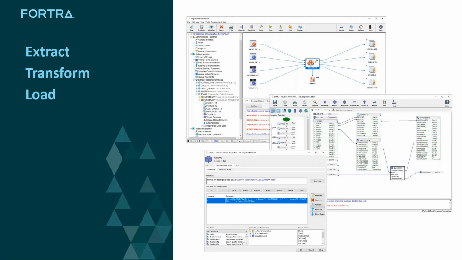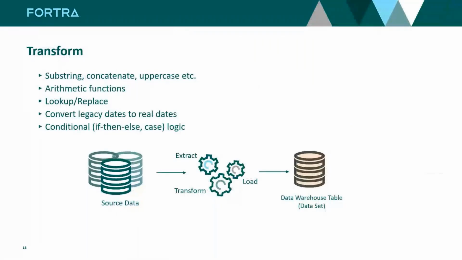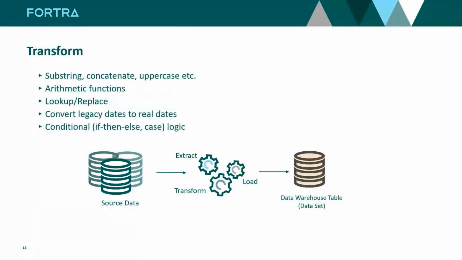So extract. What does this involve? Okay. So in the extract step, we specify how to access the data sources. And this is obviously going to be dependent on the source type, so it's not a one-size-fits-all approach. We also need to define the joins between the source tables and maybe select the rows that we want to load.